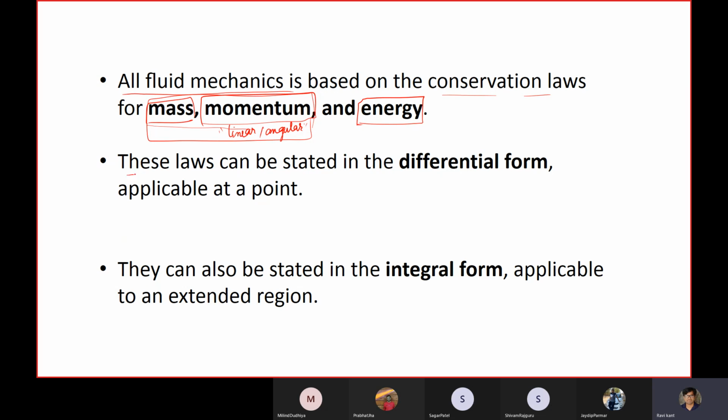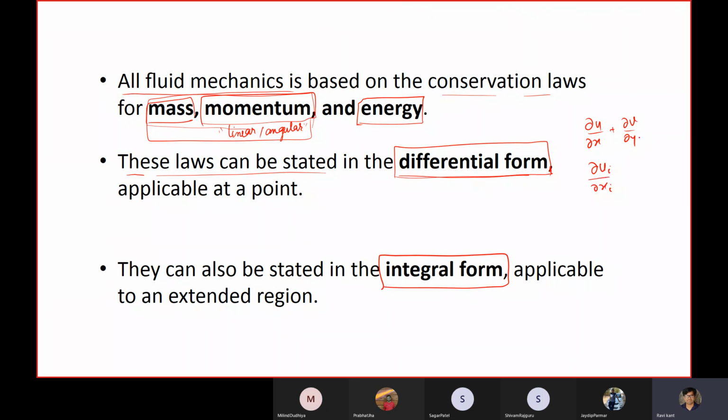These conservation laws can be stated in both differential form and integral form. The differential form we have already seen. It was in the form of dou u by dou x plus dou v by dou y, or in short dou u i by dou x i in tensor notation. So this was essentially the differential form of the continuity equation. We'll see the differential form of the momentum equation as well.